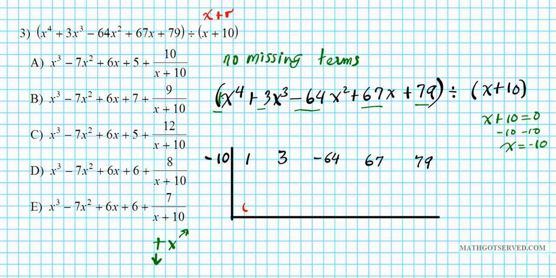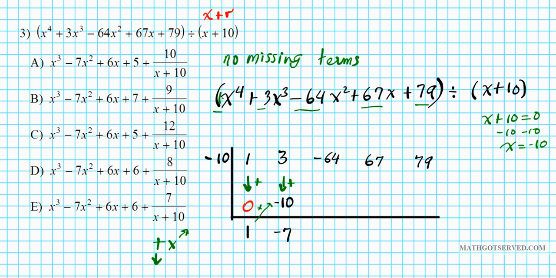There is no number here, so we put in 0. And then we're going to add down. 1 plus 0 is 1. And then we're going to multiply across. So this negative 10 times this goes here. So negative 10 times 1 is negative 10. And we're going to proceed to add down again. 3 minus 10 is negative 7. And now we're going to repeat the same procedure again. We're going to keep adding down and multiplying across over and over again.